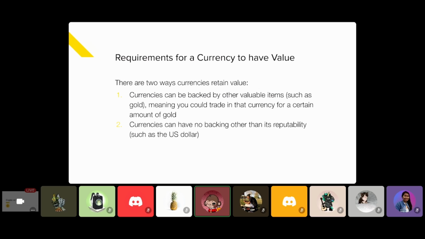Some requirements for a currency to have value. There are two ways that currencies retain value. Currencies can be backed by other valuable items such as gold, meaning you could trade in that currency for a certain amount of gold, or currencies can have no other backing other than their reputability, such as the US dollar, the British pound, or any currency of a country. A few hundred years ago, the U.S. dollar used to be backed by the amount of gold in its Federal Reserve, but it's no longer like that. Now it's based off reputation.